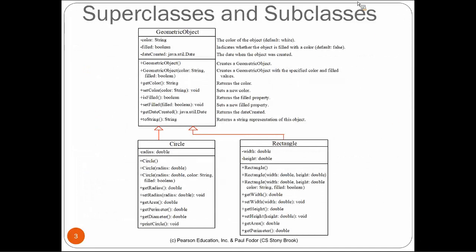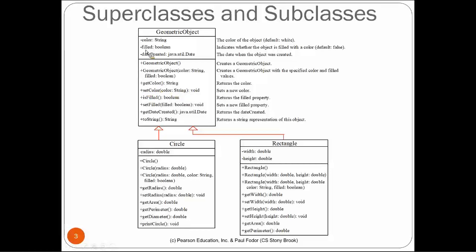It means that we will implement one class geometric object with the data fields color, filled, date created, and methods for the geometric object constructors. One creates a geometric object with a given color and a given Boolean data field, filled. Get color returns the color of this geometric object, an accessor for that data field. Set color will set the color to a given color string.